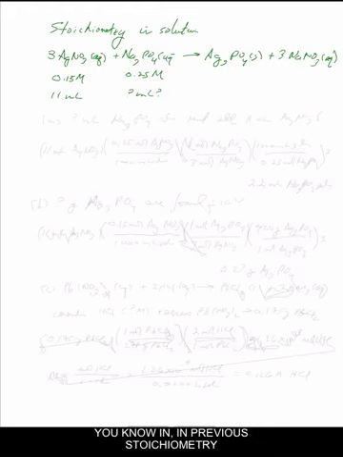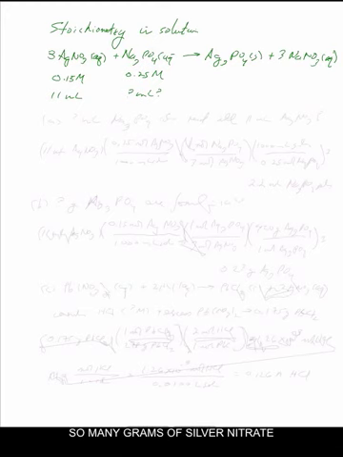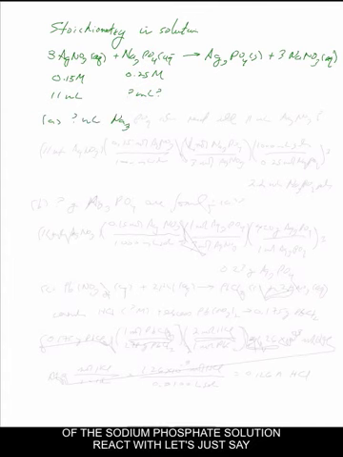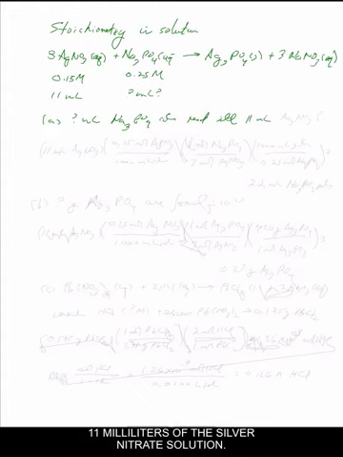In previous stoichiometry, we've seen I might give this in terms of mass. So many grams of silver nitrate, then how many grams of sodium phosphate do I need? But the truth here is that in solution, nobody asks about how many grams of a solute we have. Instead, we want to know volumes of solution. So question A here is how many milliliters of the sodium phosphate solution react with, let's just say, 11 milliliters of the silver nitrate solution.